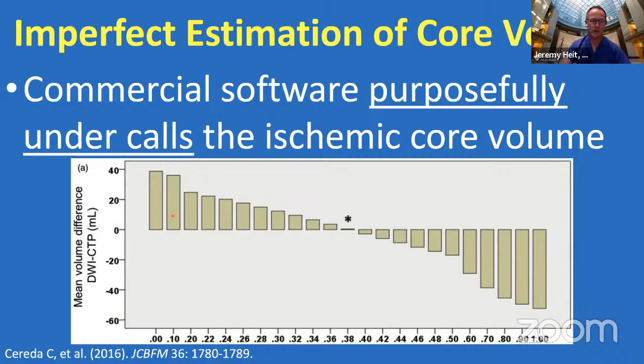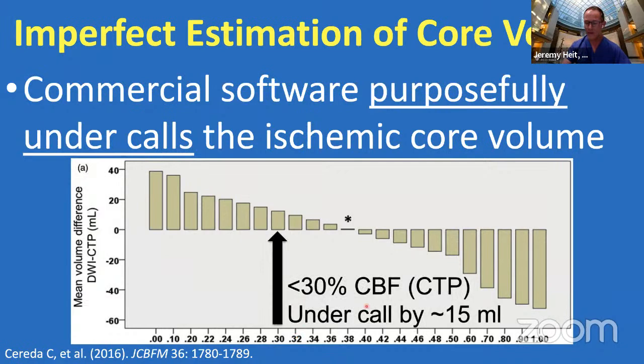So if you take the diffusion weighted core from the MRI minus the CTP estimated core at these various reductions in CBF, which one best fits? And it looks like here, the best agreement is actually a cerebral blood flow of 38%. But we just talked about that we really use 30% most of the time. Why is that? Well, it undercalls the core by about 15 milliliters.